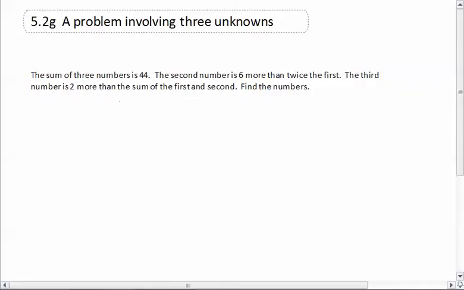I'm going to identify my variables. This x is going to be the first number. Y is going to be called the second number. And I'm going to make z, of course, the third number. Okay, so I've identified my variables.